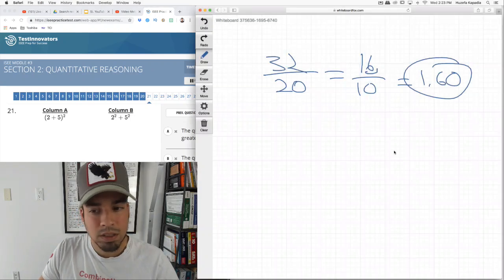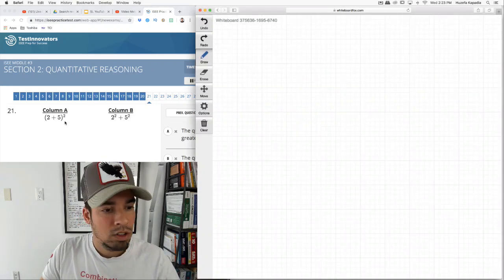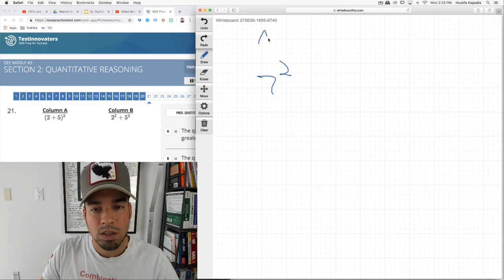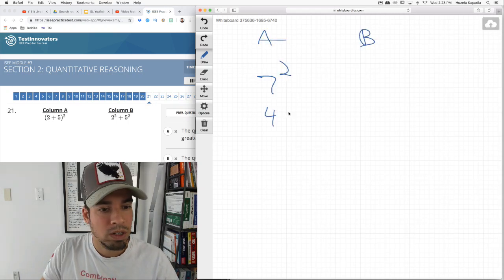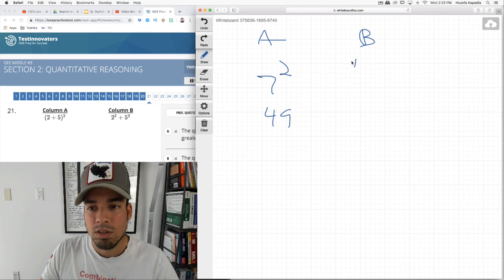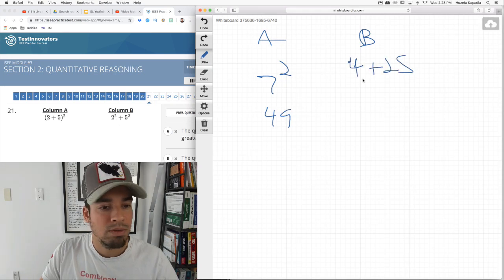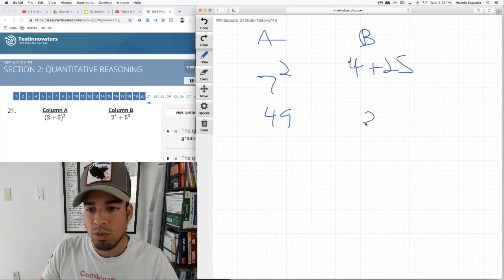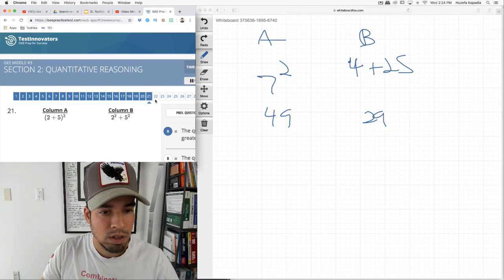All right, quantitative comparisons. Which one is bigger? So this is 2 plus 5 is 7 squared. Let's keep an A and a B up here, which is 49. This is 4 plus 25. We square them first and then add them, which is 29. A is bigger. Next.